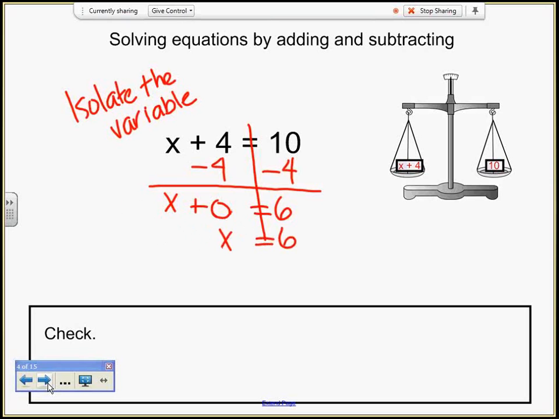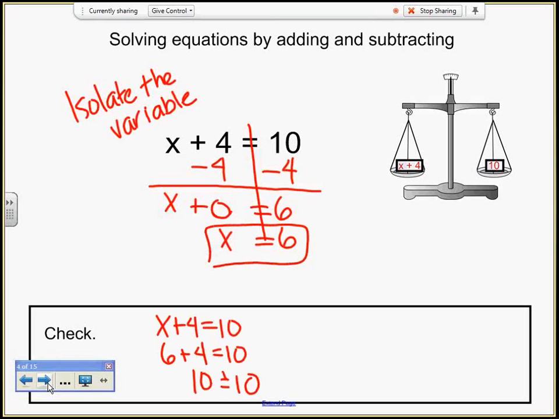Now I'm going to check to make sure that's true. The way I check is I take my original equation, x plus 4 equals 10, and I substitute 6 for x. So now I have 6 plus 4 equals 10. Does it work out? That's true. 10 is equal to 10. Yes, I found the answer. So the one value that makes this equation true is when x is equal to 6.